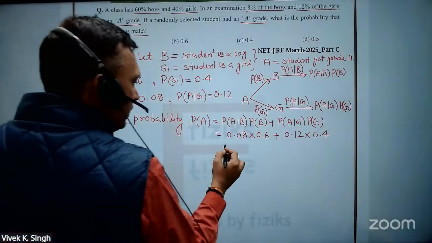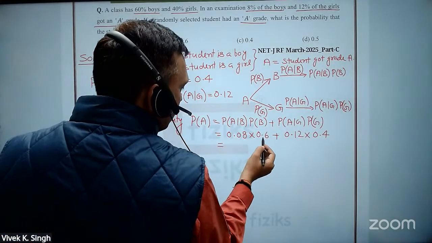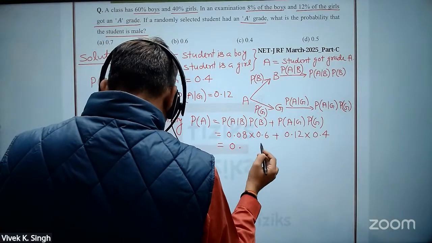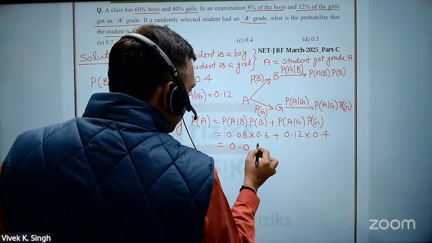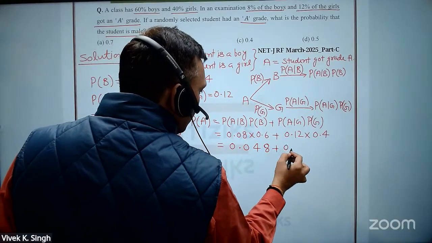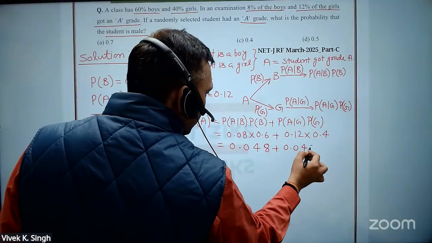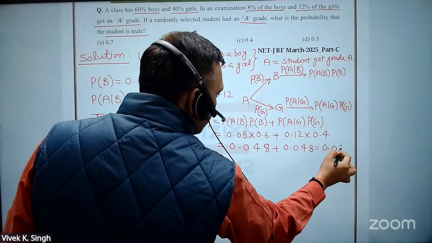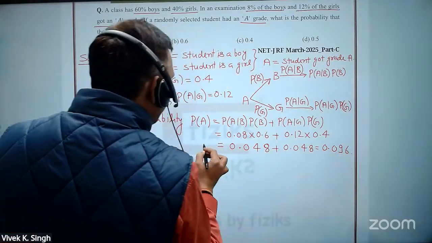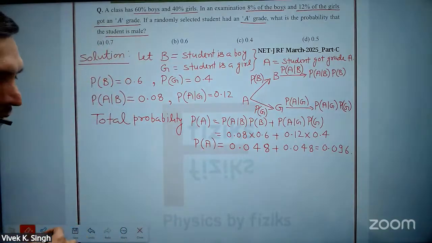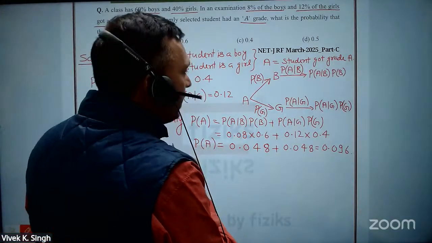So this value is 0.048, and this is also 0.048, and that will give you 0.096. So this will be the total probability. You know the total probability of getting grade A.